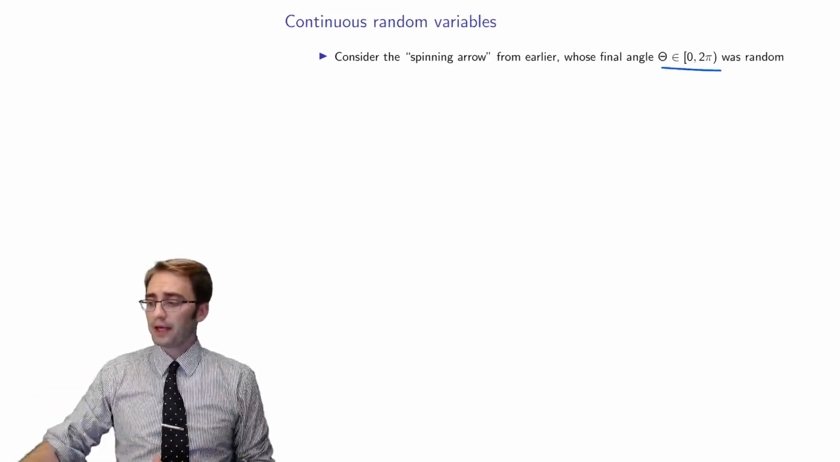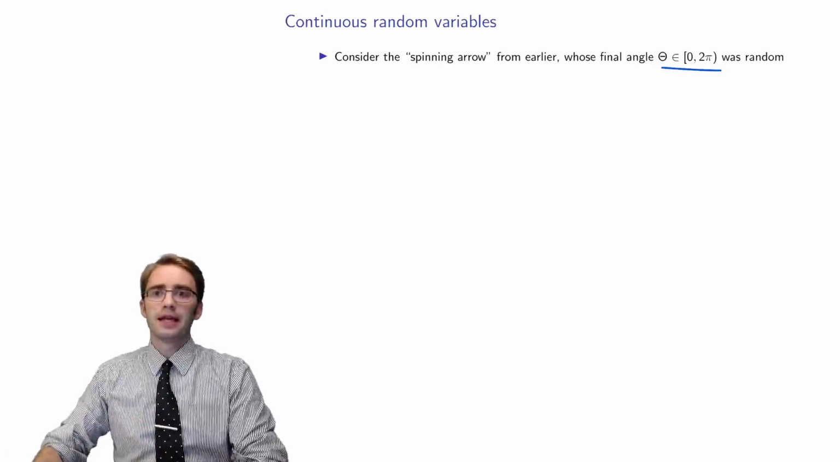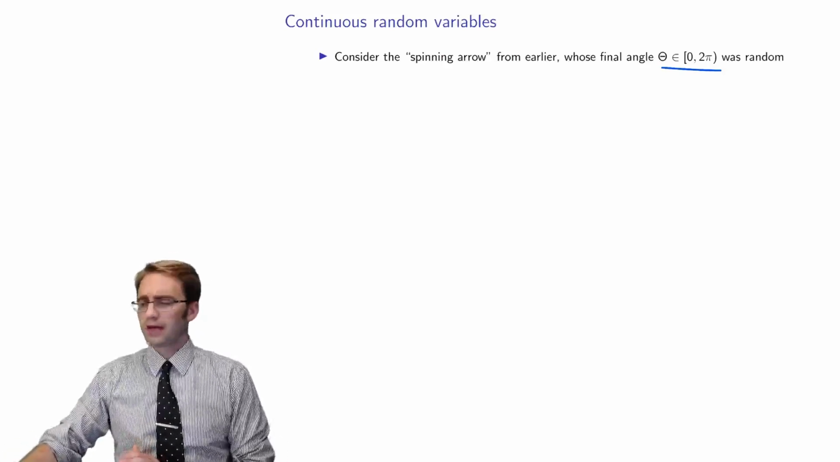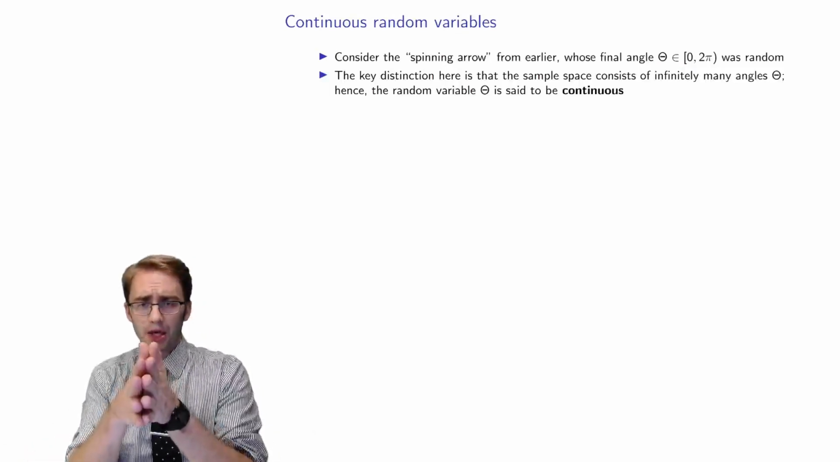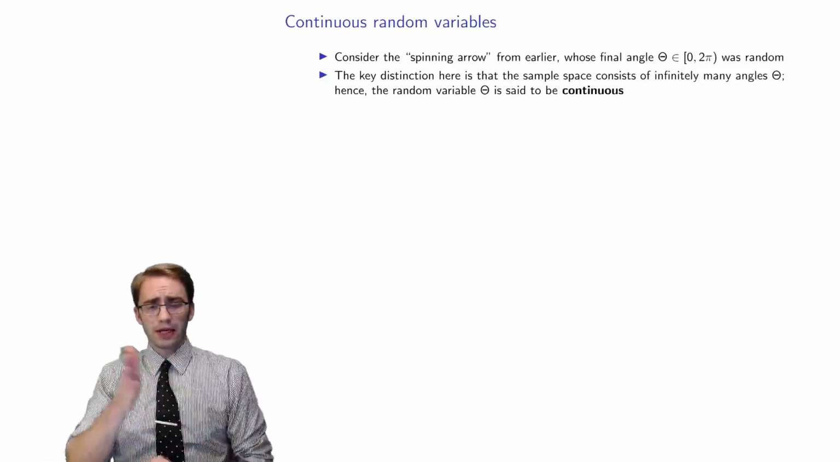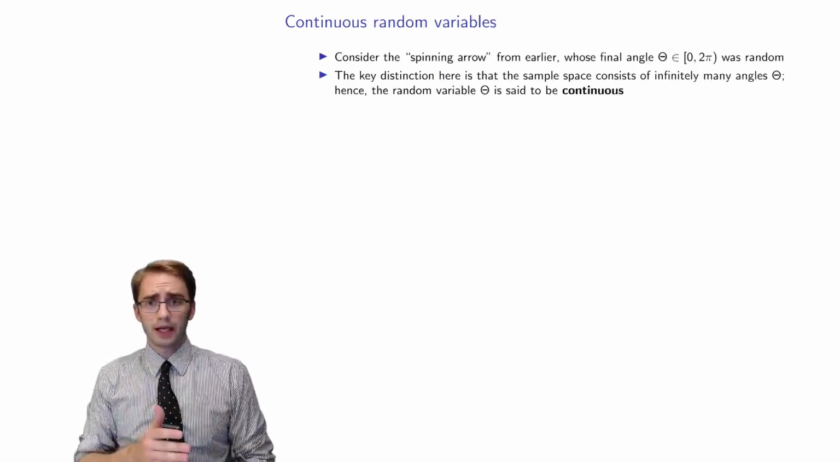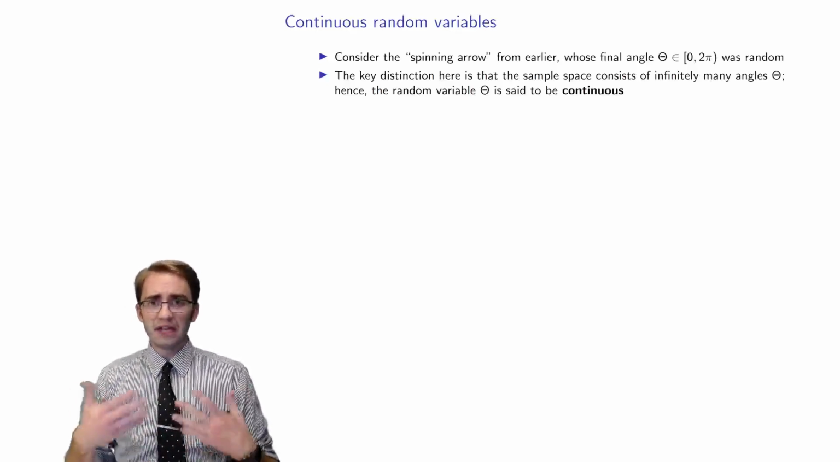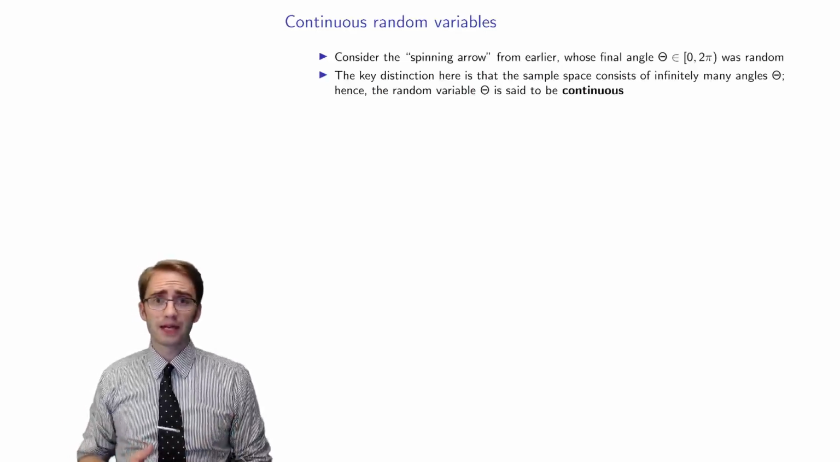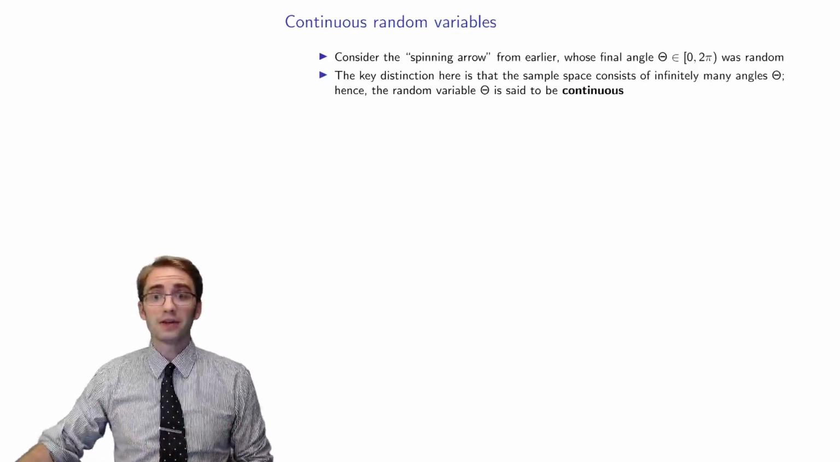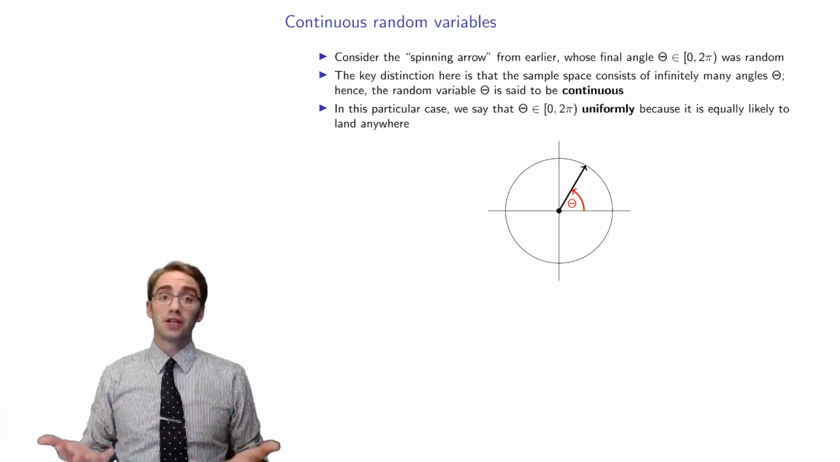and that angle we called theta. That was random, and the important distinction here is that unlike the discrete random variables that we saw, the outcomes are not a finite or countable set of things. There's an uncountably infinite number of angles theta that you could take. Because of that, we say that that random variable theta, the angle, is continuous because it varies in a continuous way, right?